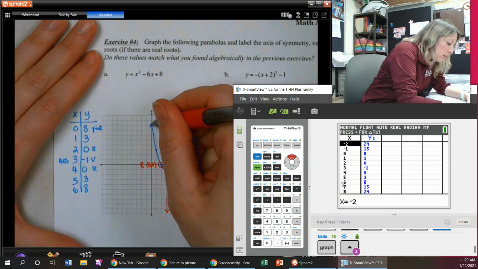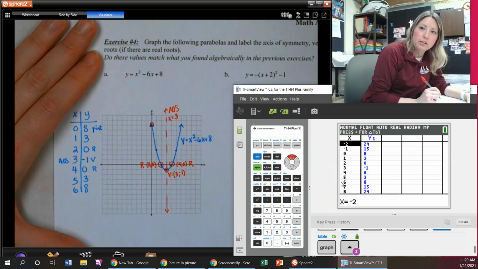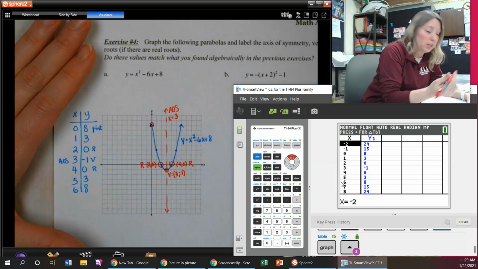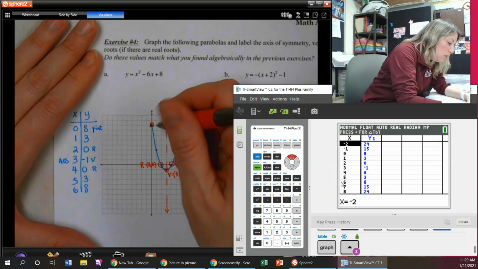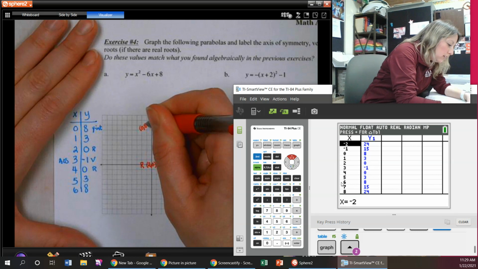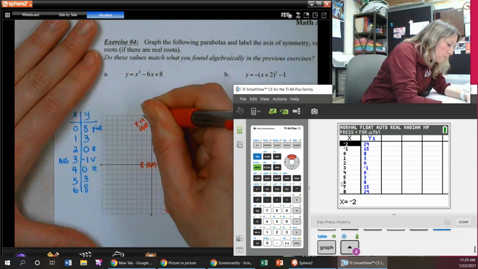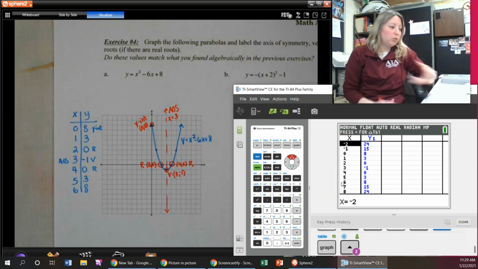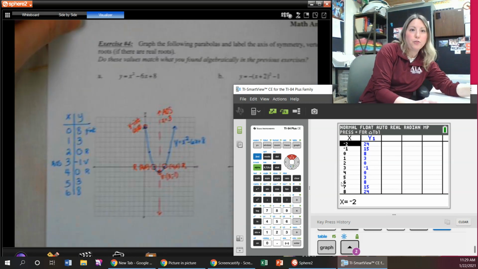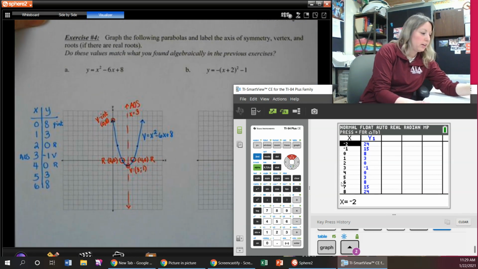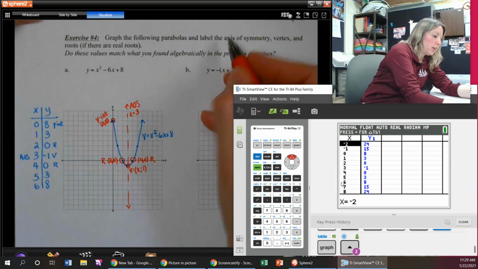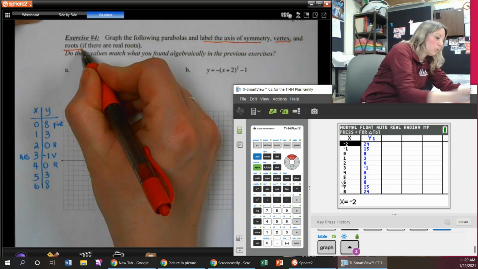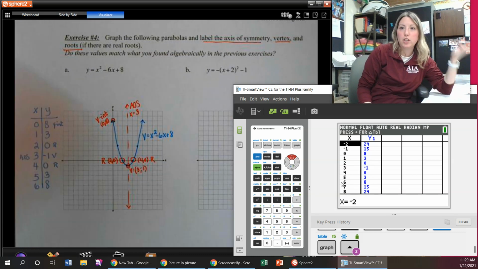And I will label this even though we didn't find it algebraically, just because a lot of times now that we're in Algebra 2, we need to be able to identify this guy too. So this is (0, 8), and this is the y-intercept. There you go. We were supposed to label all those things, right? I did include the y-intercept, but we labeled the axis of symmetry, the vertex, and the roots if they were real. There we are.